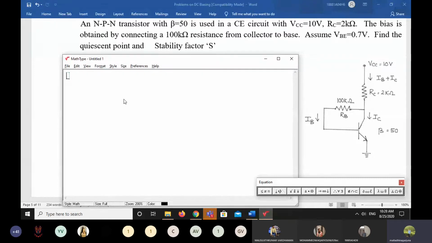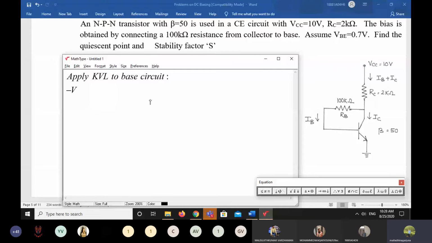To calculate the operating point, we have to apply KVL to the base circuit and then KVL to the output circuit, or collector circuit. Then you will get the operating point and the stability factor. Now we apply KVL to this circuit.